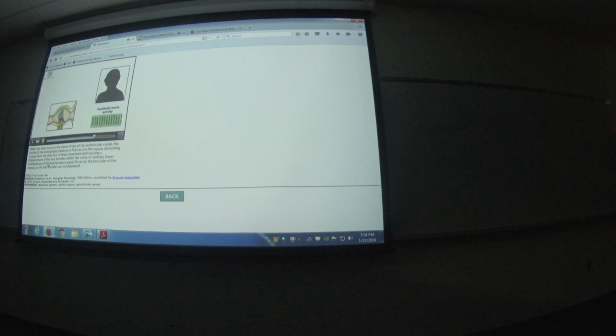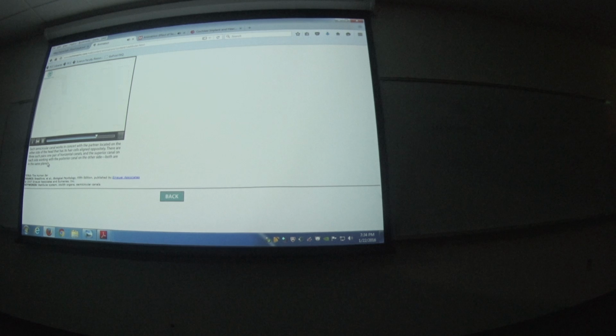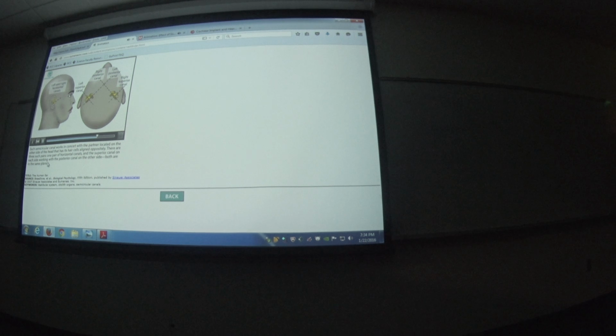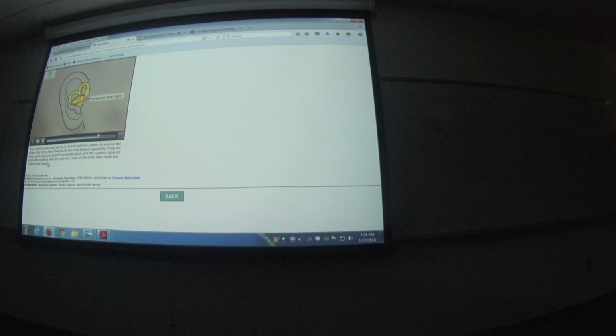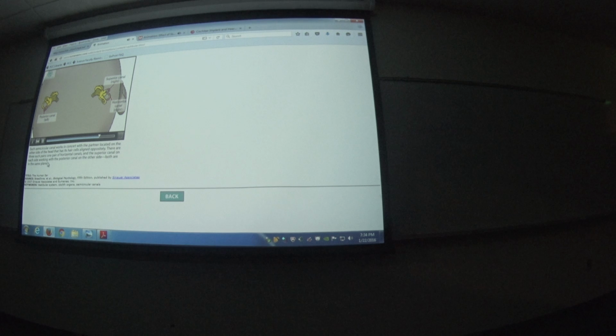In contrast, linear accelerations of the head produce equal forces on the two sides of the cupula, so the hair bundles are not displaced. Each semicircular canal works in concert with the partner located on the other side of the head that has its hair cells aligned oppositely. There are 3 such pairs. One pair of horizontal canals, and the superior canal on each side working with the posterior canal on the other side. Both are in the same plane.